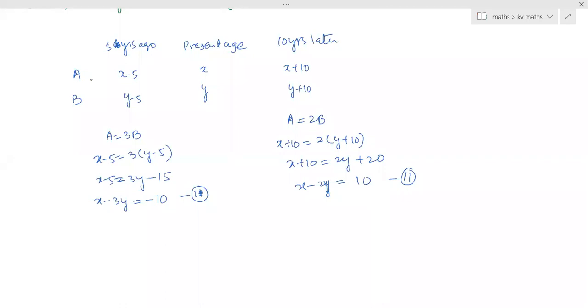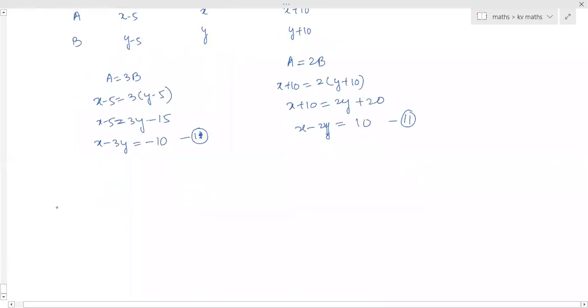Okay. If the numerator of the fraction is multiplied by 2 and the denominator is reduced by 5, the fraction becomes 6 by 5. So consider numerator and denominator as x and y. So x is multiplied by 2 and the denominator is reduced by 5. Then the fraction will become 6 by 5.